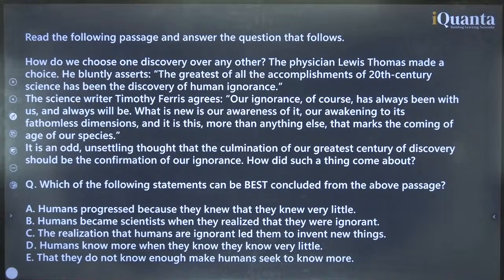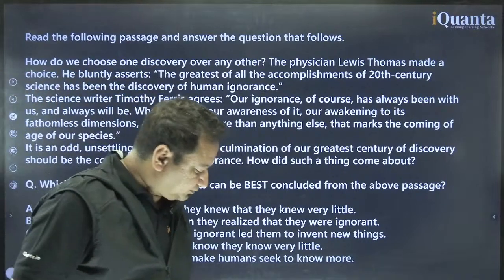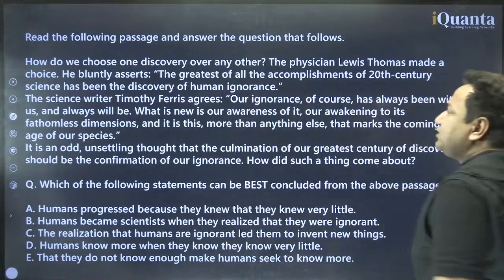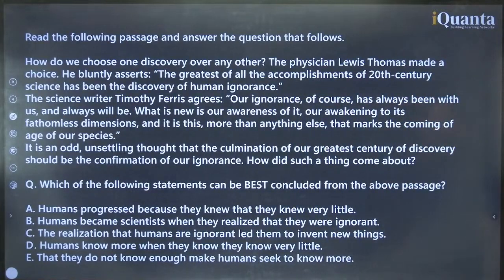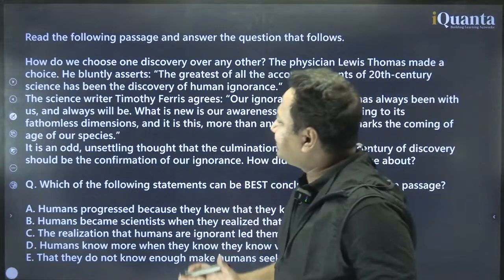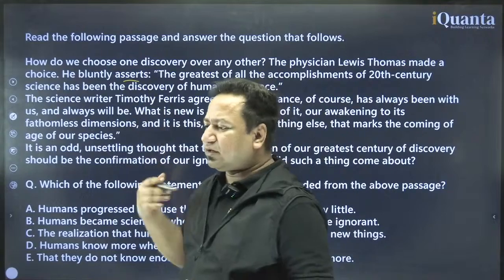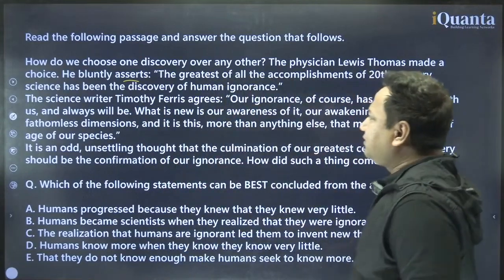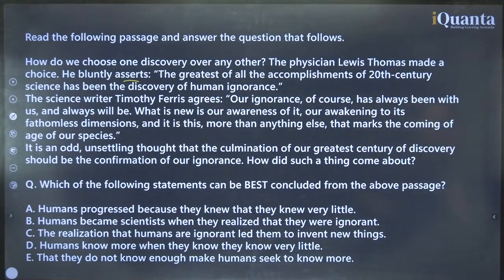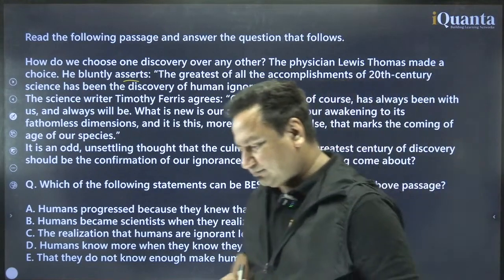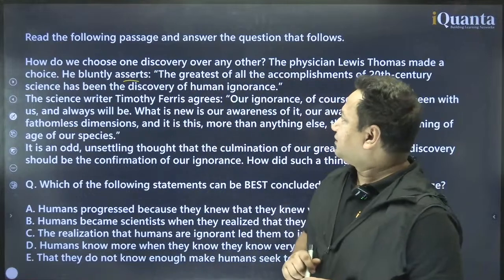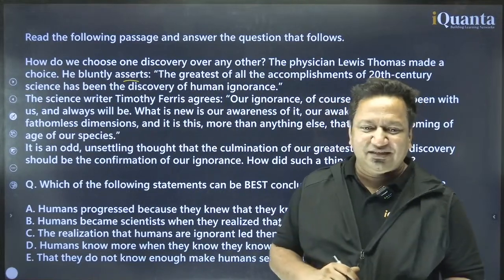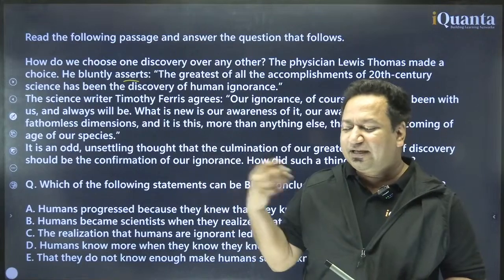All right, let's discuss. How do we choose one discovery over any other? The physician Lewis Thomas made a choice. He bluntly asserts. What is assert? When you say something with proper confidence. All right. The greatest of all the accomplishments of 20th century science has been the discovery of human ignorance. Okay. So he believes that the greatest accomplishment is that we realize that we are ignorant.